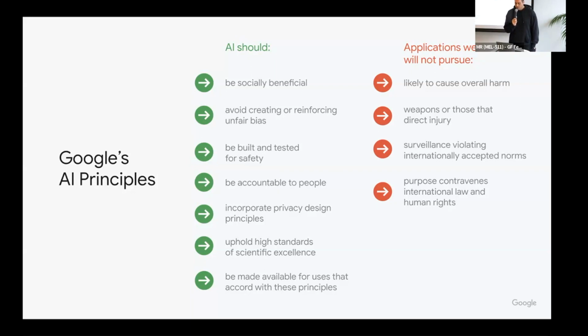And we uphold high standards of scientific and engineering excellence, and it needs to be made available for users in accordance with this principle. In other words, we don't want to be just one step removed from something that does not go according to this framework. Then, on the other hand, we made very explicit applications that we will not pursue. These are things that are likely to cause overall harm: weapons or the kind of devices that can cause direct injury, surveillance that violates internationally accepted norms, or purposes that contravene international law or human rights.